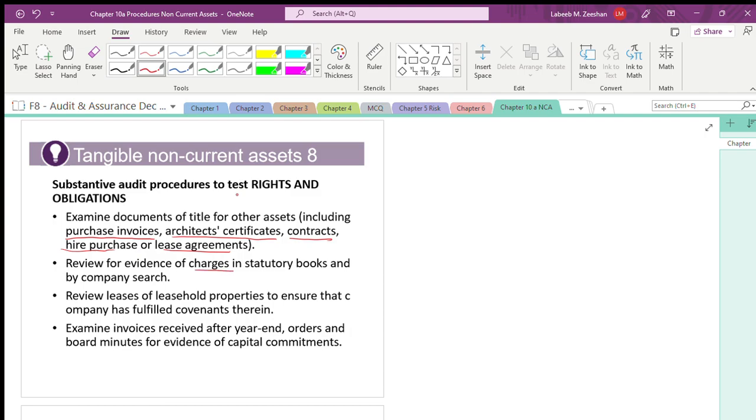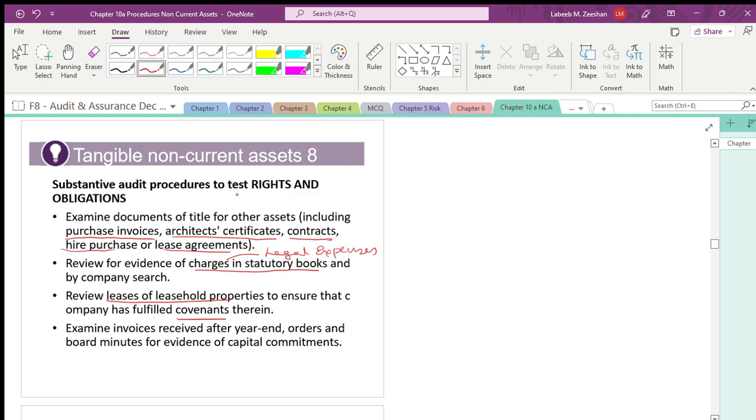Review the evidence of charges in statutory books. In the legal books and in the financial statements, there should be evidence of any charges. Review leases on leasehold properties to verify that the company has fulfilled its covenants, meaning the obligations. They are paying lease payments properly. It is agreed that it is an operating lease.